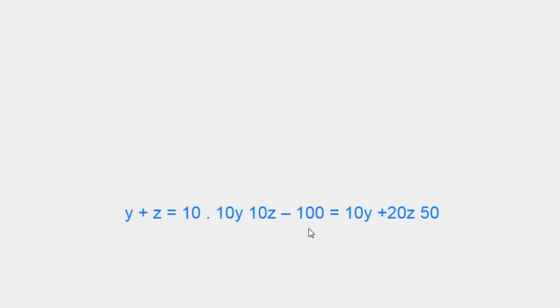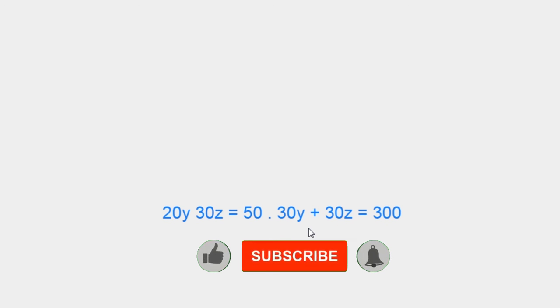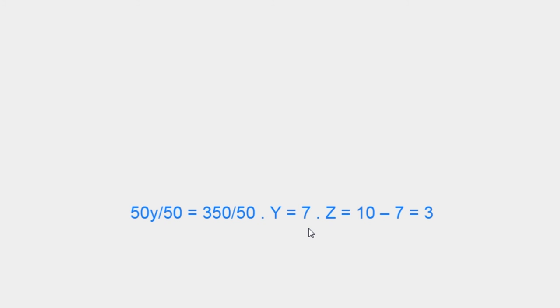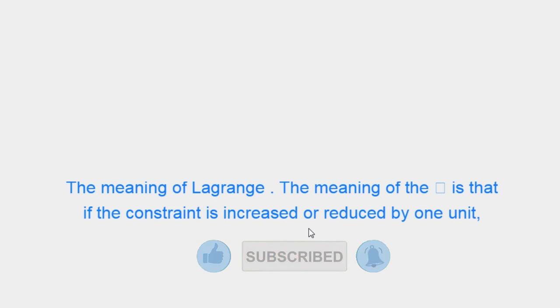100 minus 10y plus 10z equals 50 minus 20z plus 10y. 20y minus 30z equals 50. 30y plus 30z equals 300. 50y over 50 equals 350 over 50. y equals 7, z equals 10 minus 7 equals 3, and λ equals 10(7) minus 10(3) minus 100, which equals negative 60.